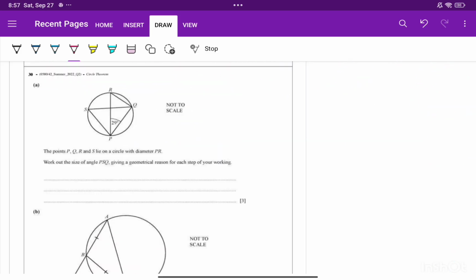Question number 13 has been taken from May, June 2022, question 2, 0504. Part A. The points P, Q and S lie on a circle with diameter PR. Okay, this is a diameter. Work out the size of the angle PSQ. Give a geometrical reason for each step of your working.